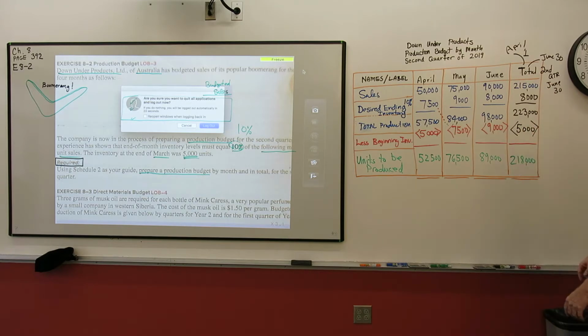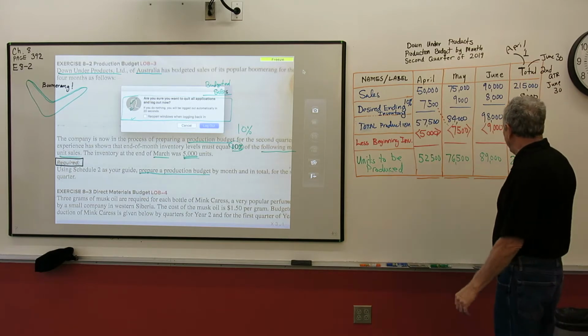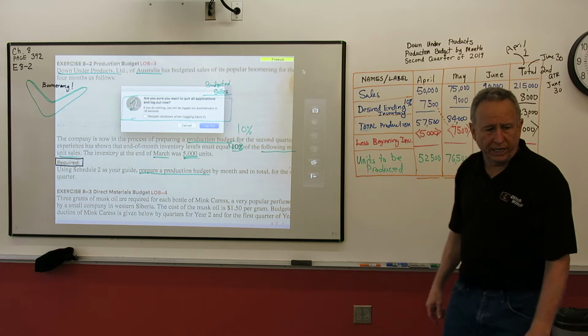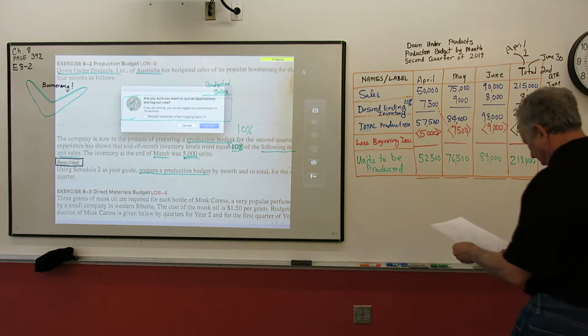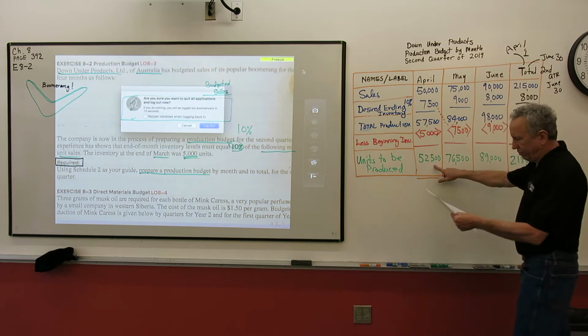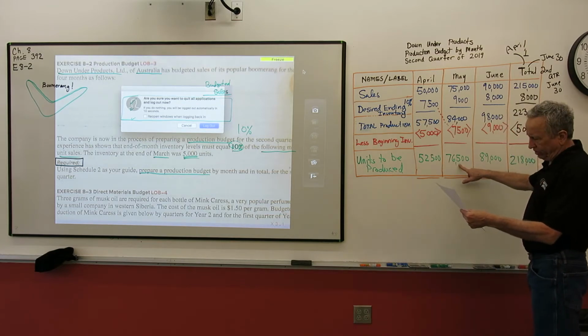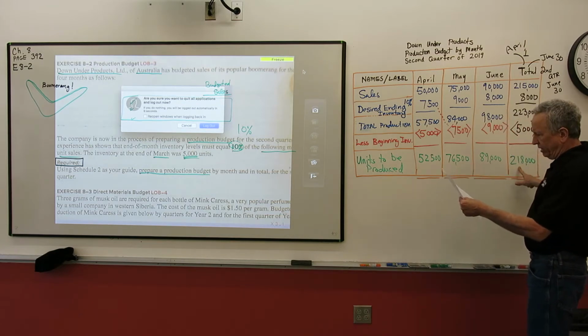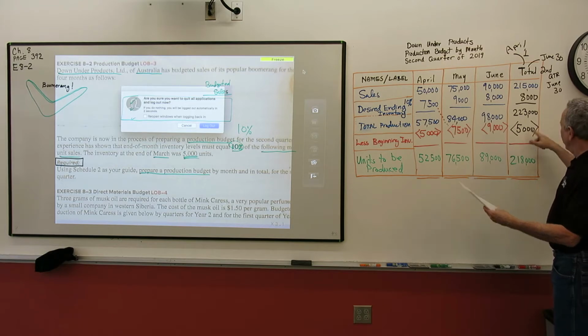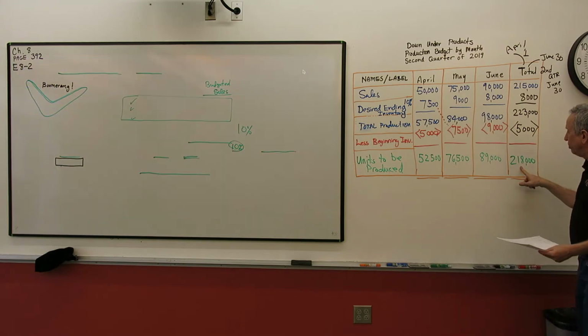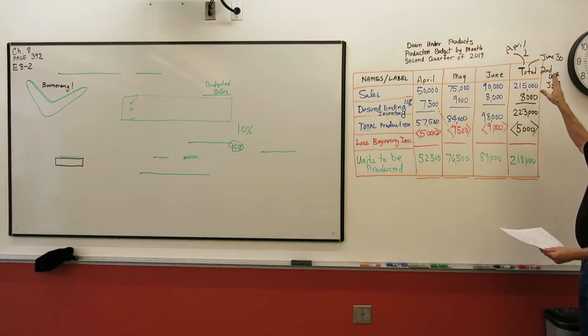This is a production budget, and I think I'll put one of these on the test too. I just want to check it against my key before we sign off here. Let's see, 52.5 is what I got on my key here. 76.5, 89, 218. This is 215, add the 8, 223 minus 5, yeah, everything looks good. So again, we're going to make 218,000 boomerangs for the first quarter.